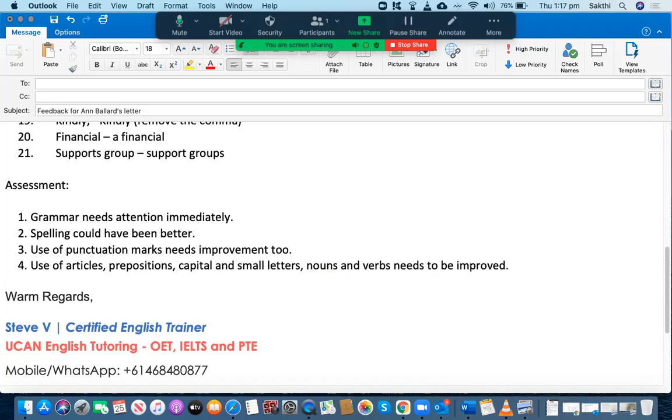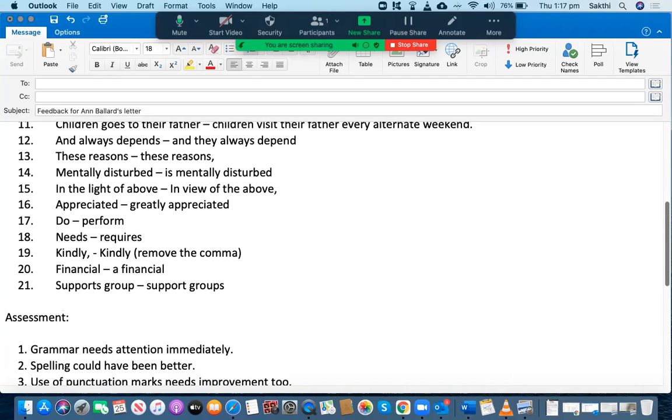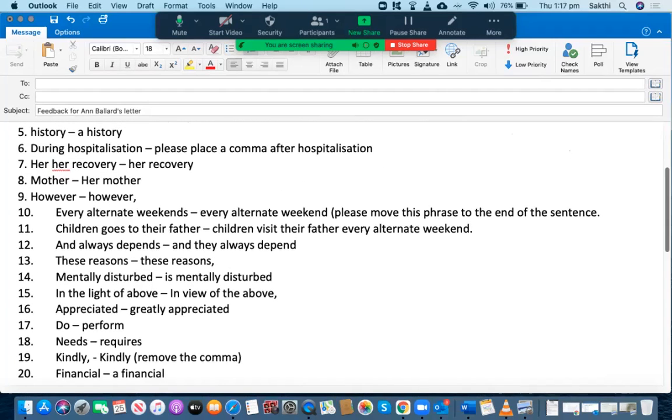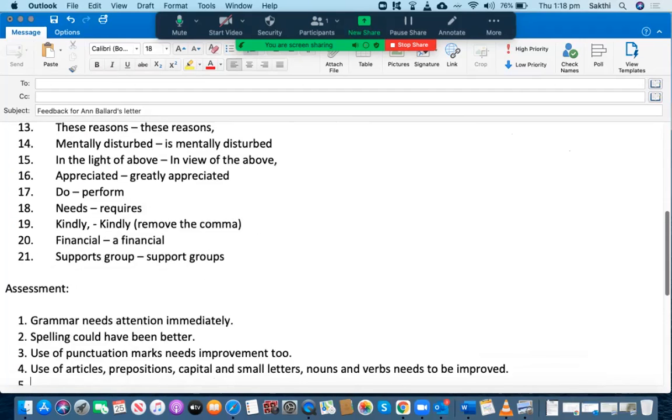Okay, so you can't commit so many mistakes. 21 mistakes is not good. So you have to be very careful. You have to know which noun needs to be used and where you have to use what sentence and things like that. So it's not good. This one isn't really good.